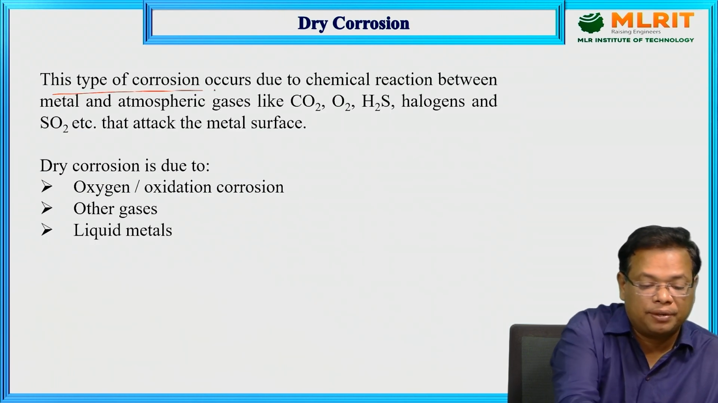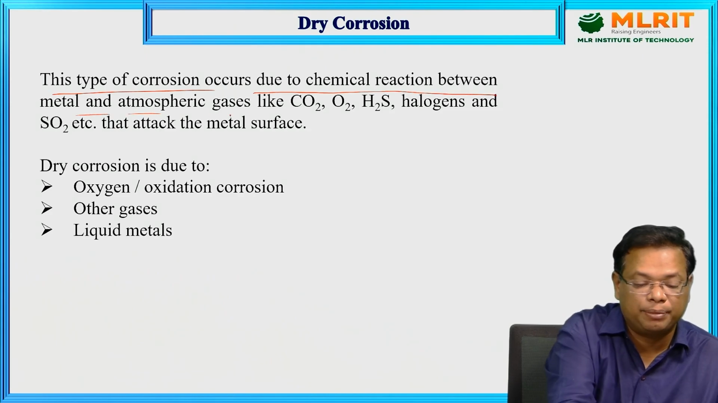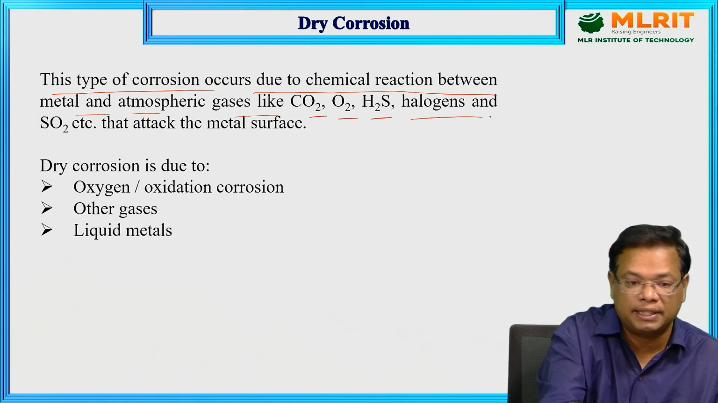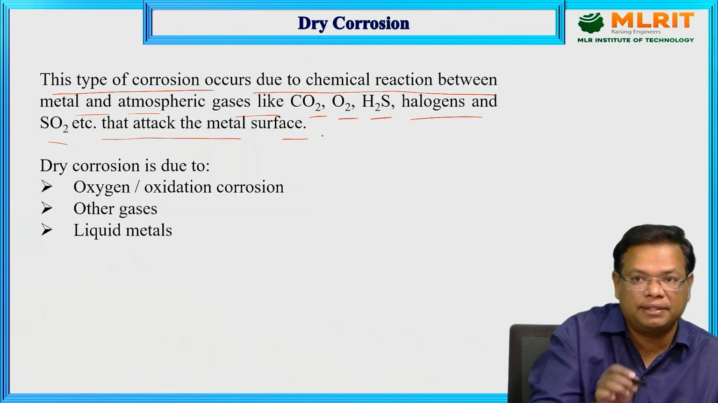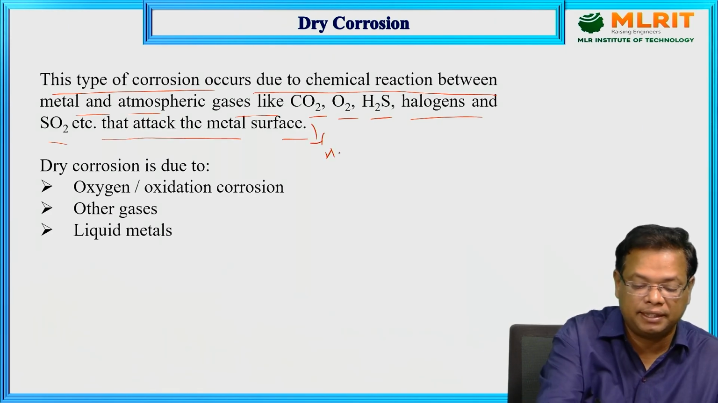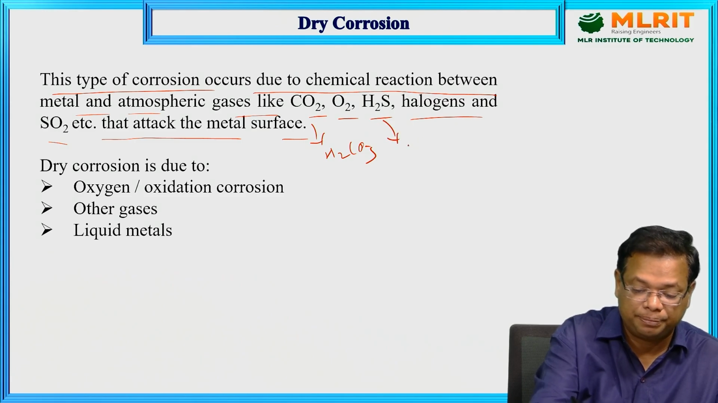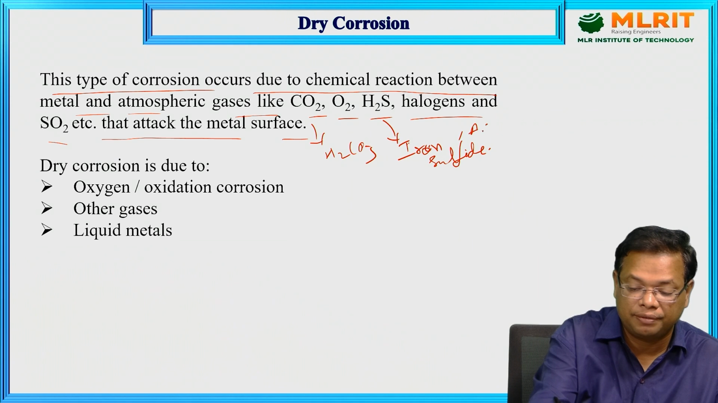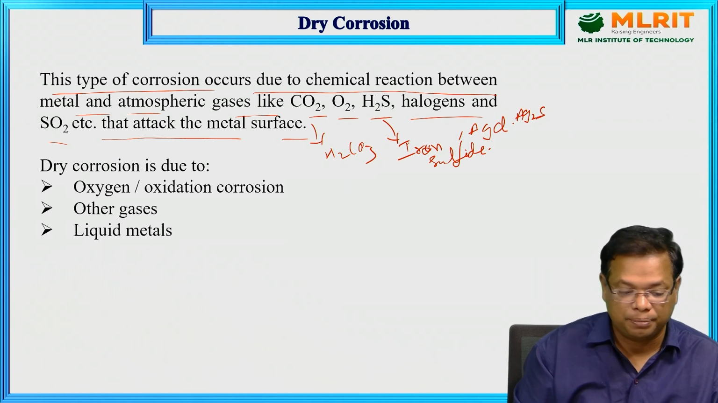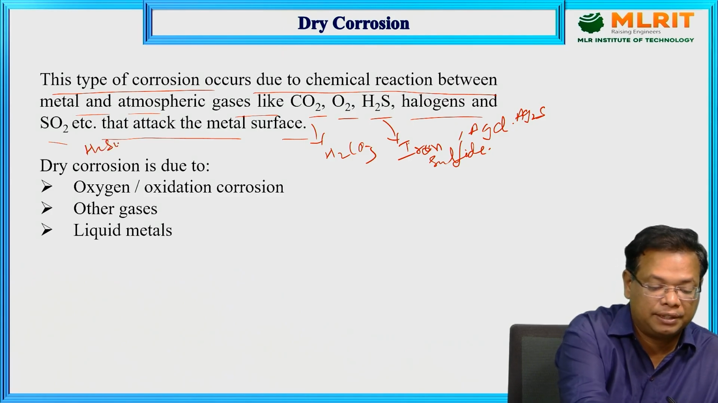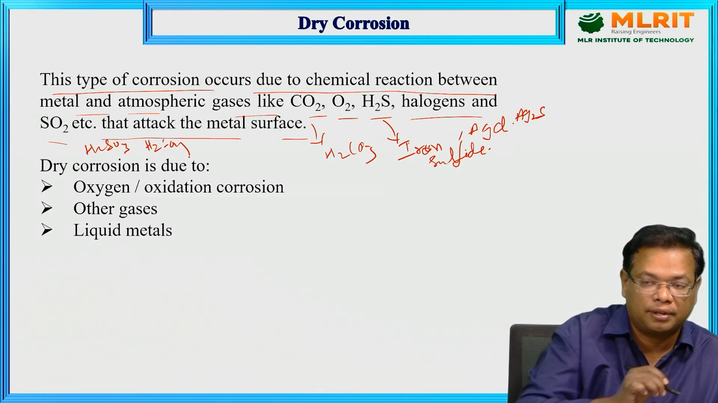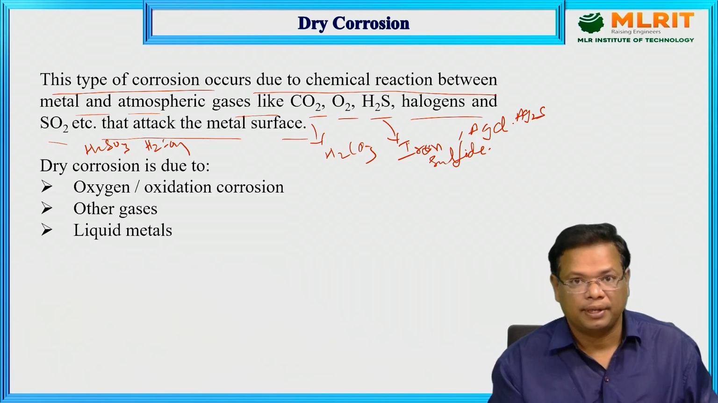Dry corrosion. This type of corrosion occurs due to the chemical reaction between the metal and atmospheric gases like CO2, O2, H2S, halogens, and SO2, etc., that attack the metal surface very easily. As we said initially, CO2 forms H2CO3, and H2S will form iron sulfide, and halogens will form compounds like AgCl, Ag2S, this kind of compounds. SO2 will form H2SO3 and H2SO4 compounds. These are the electrolytes.